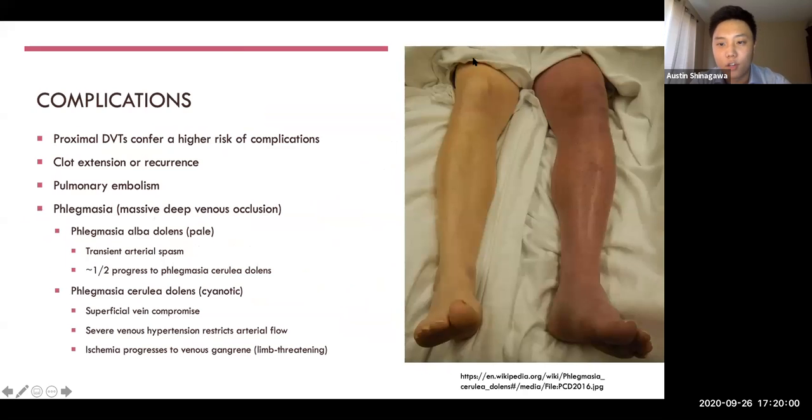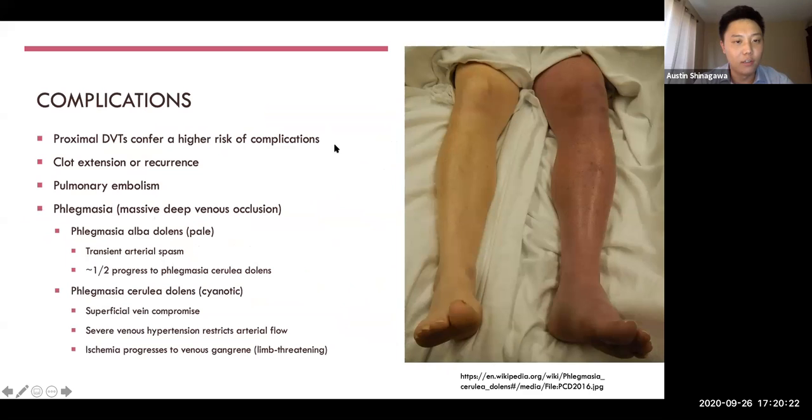To answer a question, the Hohmann sign is not routinely used to screen for DVT. From what I hear, it's not sensitive or very specific either. It's just kind of an adjunctive finding that, if you find it, it's interesting, but its actual clinical use is pretty low.